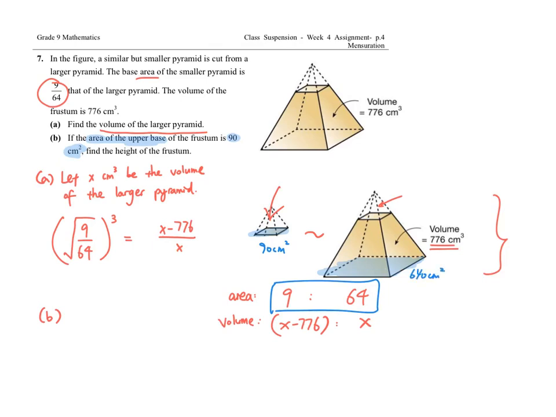Okay, so you have the answer x from part A. I suppose you can find out the height of the larger pyramid, and then you can also find out the height of the smaller pyramid, and then you have the big minus small to get the height of the frustum. So you can try yourself. I don't give you the answer here.